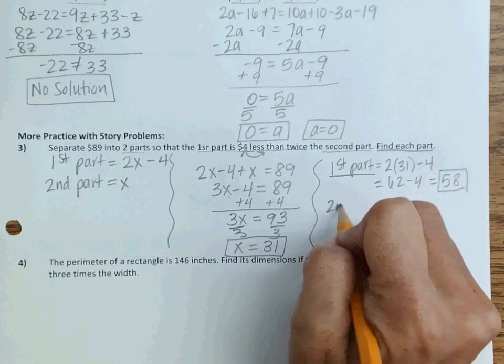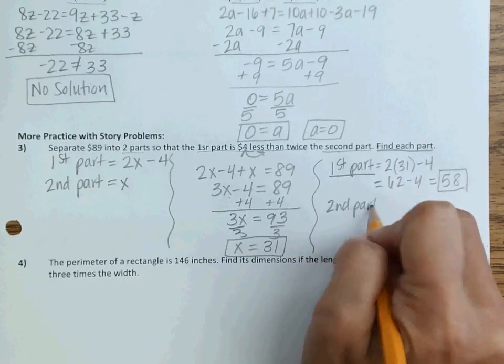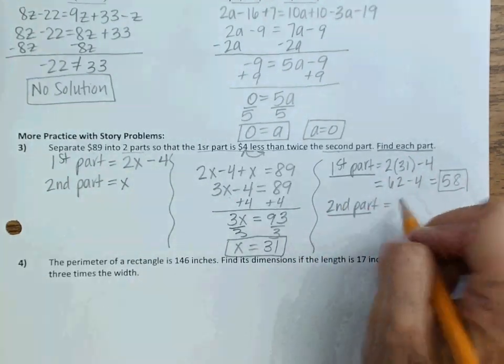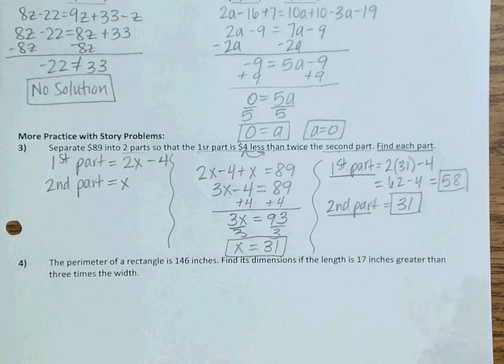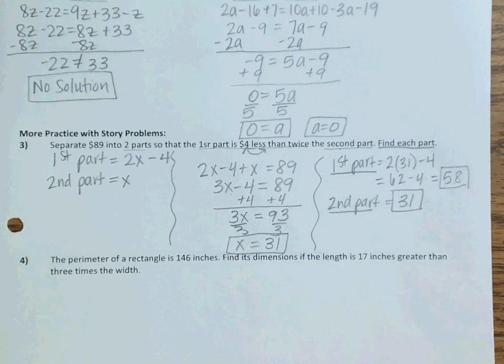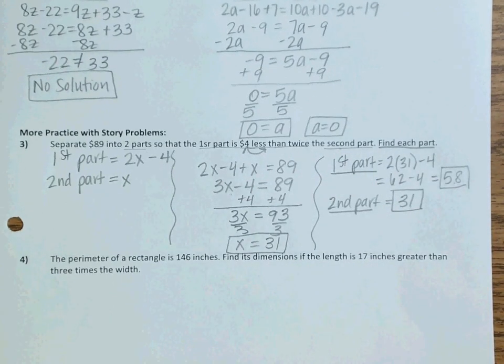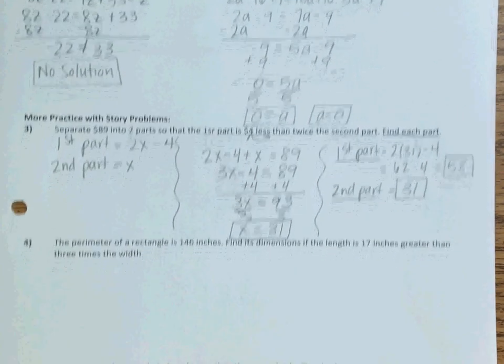My second part is just x, so that's 31. And to quickly check my answer, 31 plus 58 is 89, so it works. Okay, let's move on to number 4.